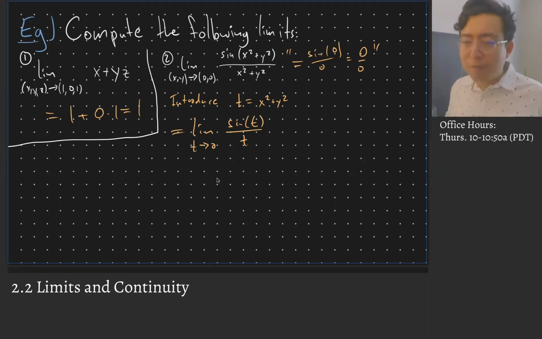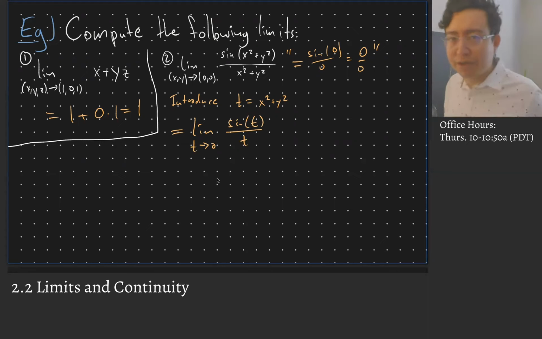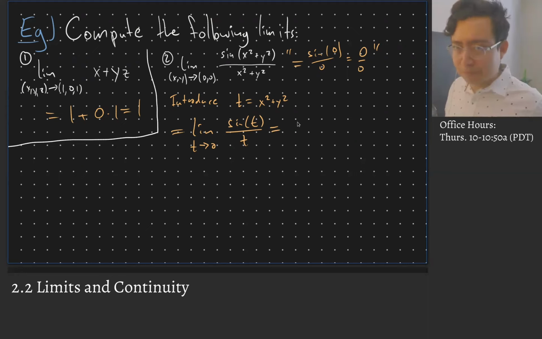If you remember our warm up from yesterday, we computed this limit. What was this limit equal to? It's 1, yeah. So this one you can remember using L'Hopital's rule, right? Because it's 0 over 0 if I plug in. So then you take the derivative, cosine over 1, plug in 0, you get 1.